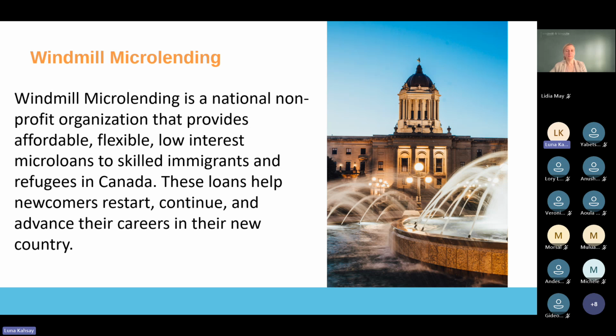And then it will also cover how Windmill supports clients who may not yet have a Canadian credit history. An overview of Windmill's additional services. Those include personalized client success coaching, mentorship opportunities, and financial planning tools. And they will also share with us online resources that have helped more than 9,000 newcomers achieve career success since 2005.